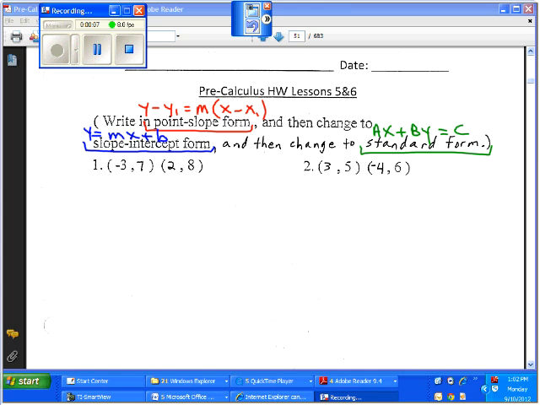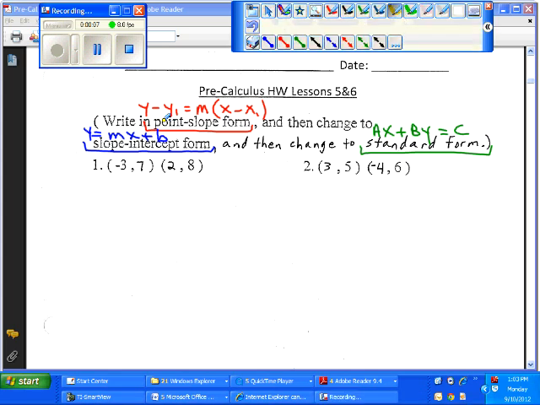Now, today's lesson is going to be to start with some points, write them in point slope form, transform them into slope intercept form, and then transform it on into standard form. So going from one form to the other. Now, if we're going to write something in point slope form, what do we need to have to plug in? There's a hint. Point and slope. If we're going to put something in point slope form, we have to plug in a point and the slope.